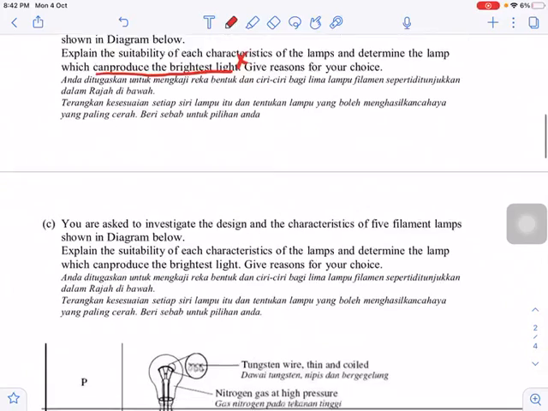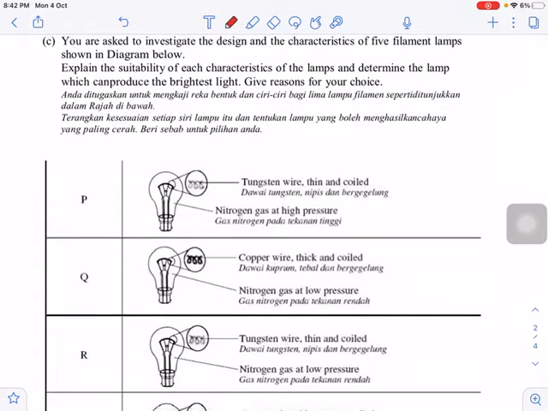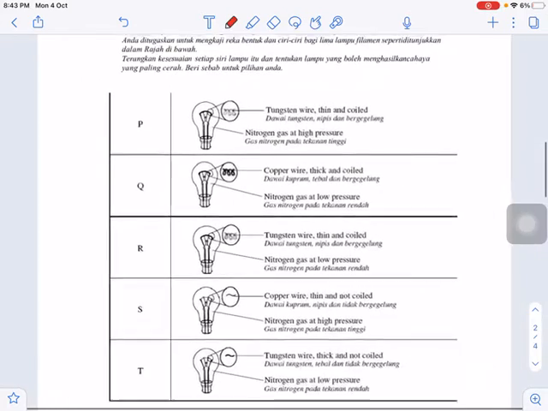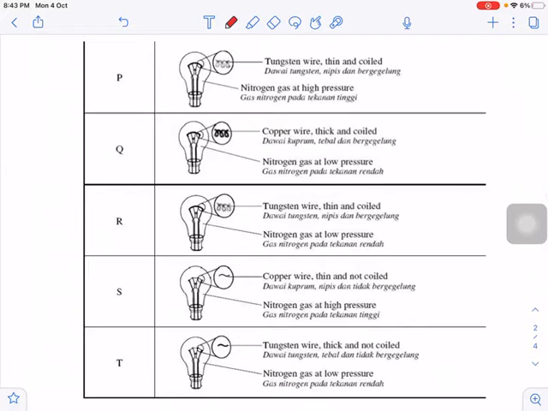Okay, so soalan dia, you are asked to investigate the design and characteristic of 5 filament lamps shown in diagram below. Okay, so ada a few karakteristik kat sini. Dia minta you explain the suitability of each characteristic of the lamp and determine the lamp which can produce the brightest light. Again, tak boleh ulang sebagai reason. So give reason for your choice. So kita ada 5 pilihan kat sini, P, Q, R, S and T. So dia punya karakteristik, dia punya aspek you kena tengok betul-betul lah kan.